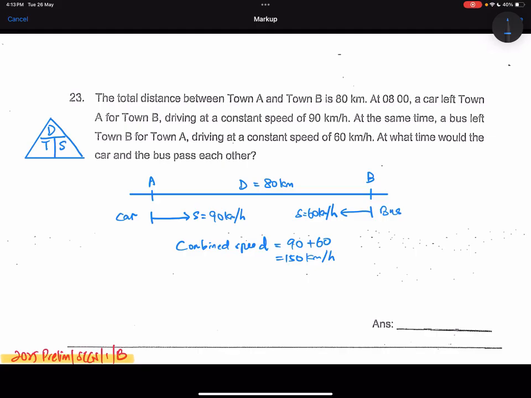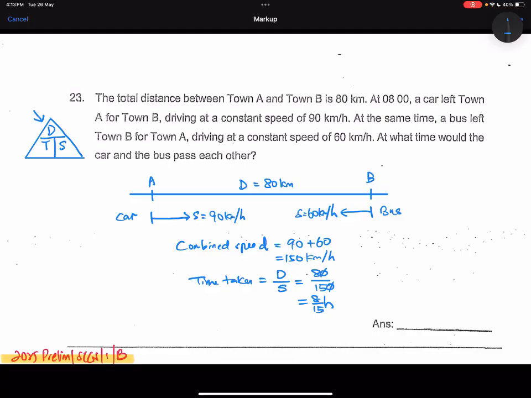Okay, so let's calculate the time taken before they meet. Okay, the time taken for them to meet, and that's distance over speed. Alright, that will give us time. So distance is 80. Combined speed is 150. So that will give us 8 over 15 hours.